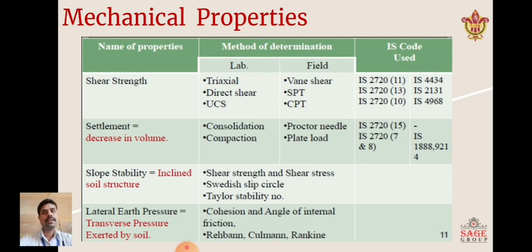Slope stability is another mechanical property of soil, which concerns an inclined soil structure. That property can be determined by shear strength, shear stress, the Swedish slip circle, or the Taylor stability number. The next mechanical property is lateral earth pressure, which is the transverse pressure exerted by soil. It can be determined by cohesion and angle of internal friction. The Rebhann and Culmann methods and the Rankine method are used to determine the lateral earth pressure of the soil.